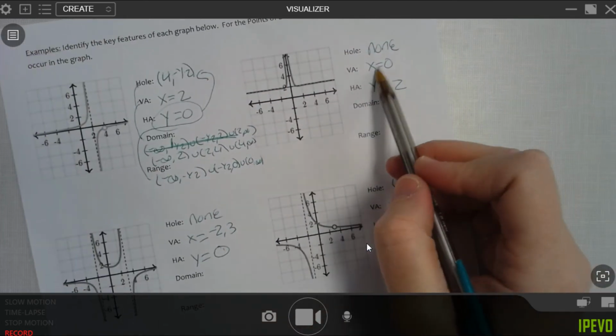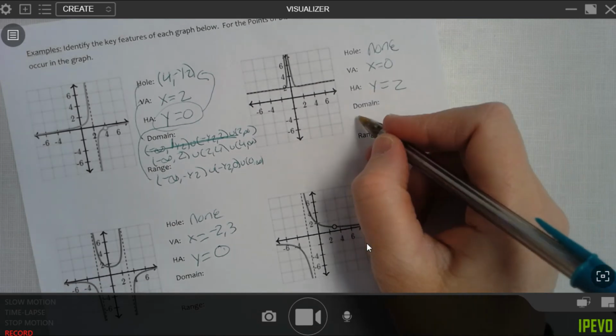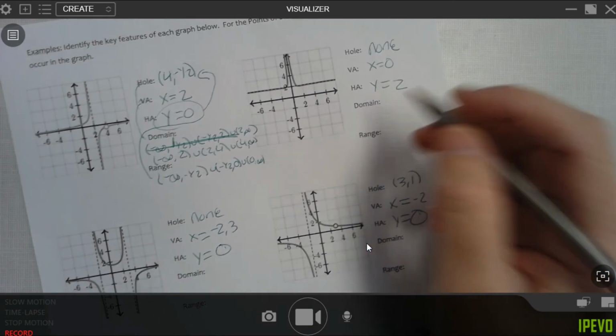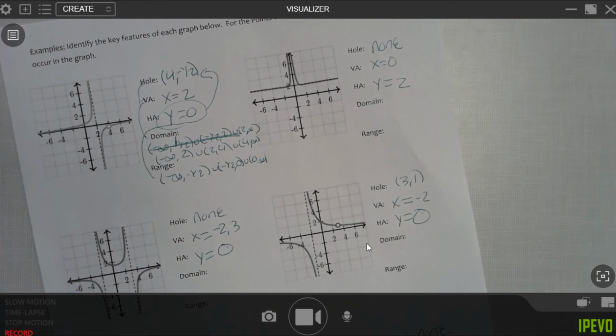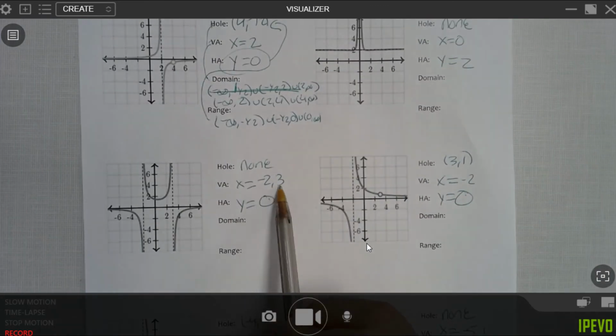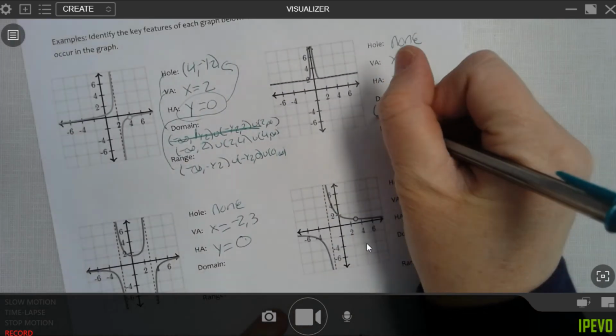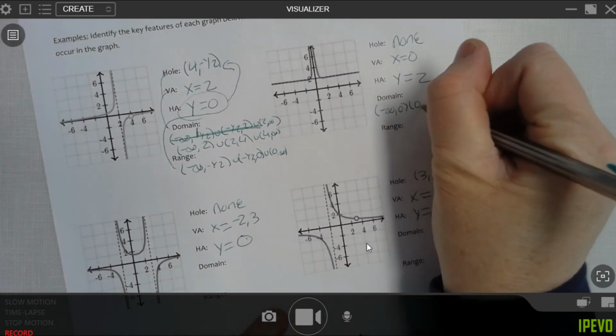So now remember domain. Domain excludes your vertical asymptote and there's no hole. So we just have to exclude 0. So you could say on the assignment for today, you're just going to say all x's except 0. So this would be all x's except -2 and 3. All x's except -2.